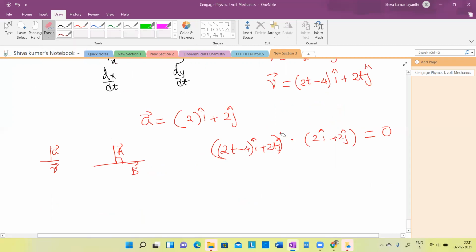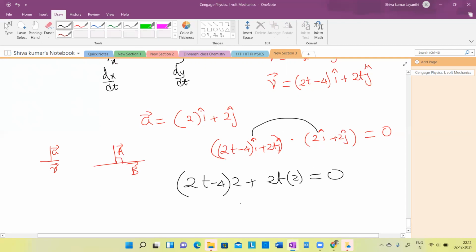Yes, sir. But sir, we can even use that slope formula, right? Why? This is too easy, no? Okay. The dot product is too easy, no? I dot I is 1. So I dot I multiplied into 2 plus 2t into 2. That's it, done. The answer has come, no?